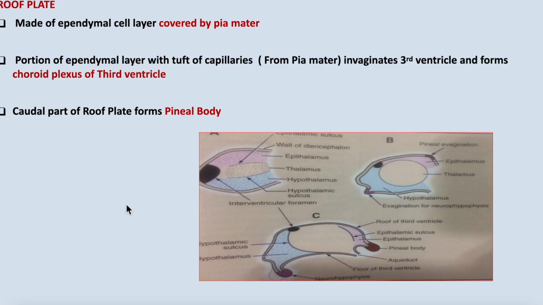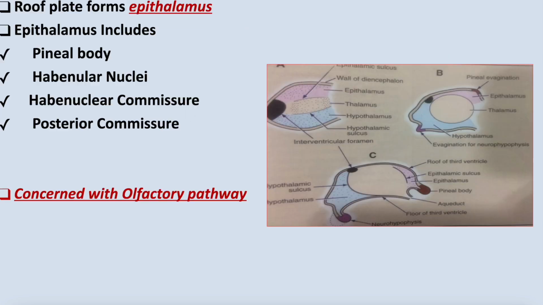Now the roof plate is made up of ependymal cells covering cell layers covered by the pia mater. The portion of the ependymal layer with tufts of capillaries invaginates the third ventricle and forms the choroid plexus of the third ventricle. The caudal part of the roof plate forms the pineal body. So this is basically an ependymal cell layer.